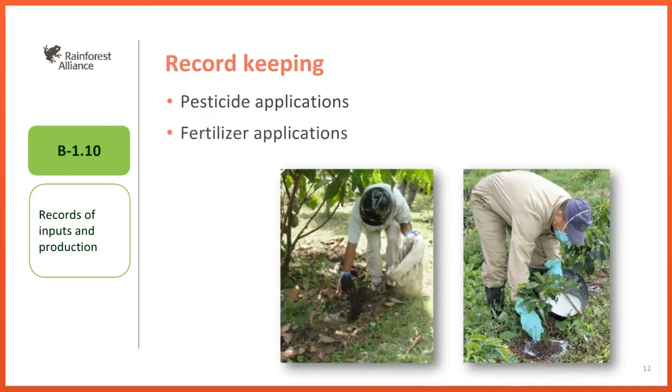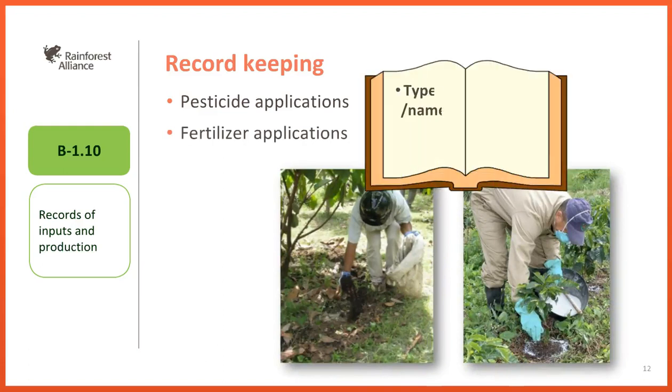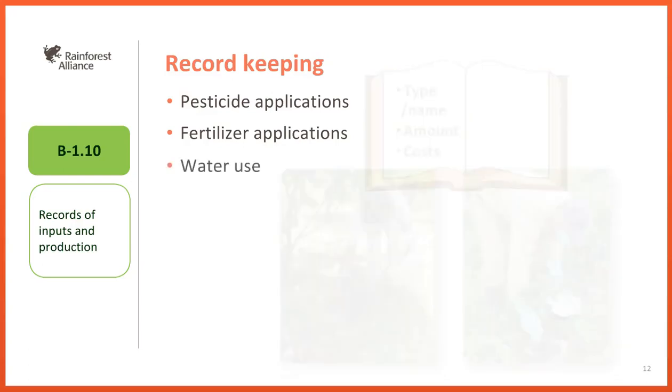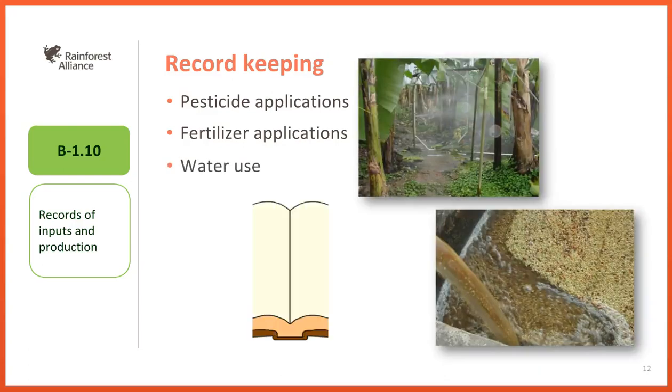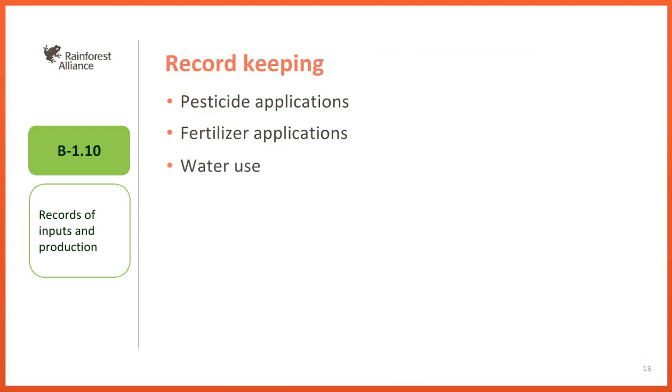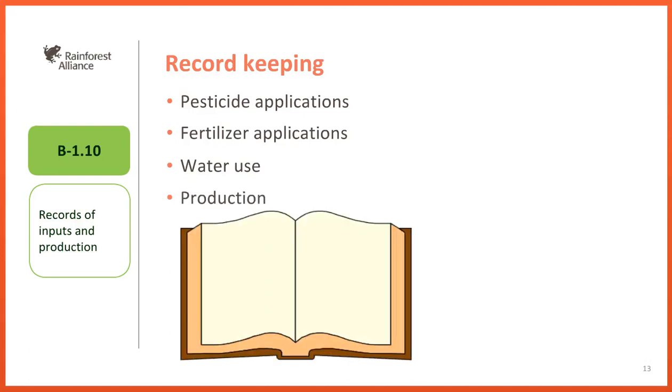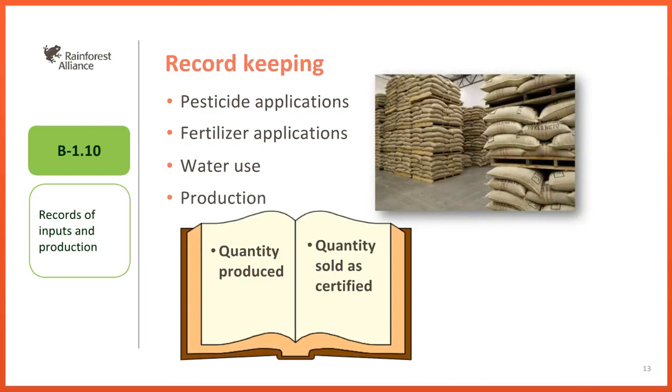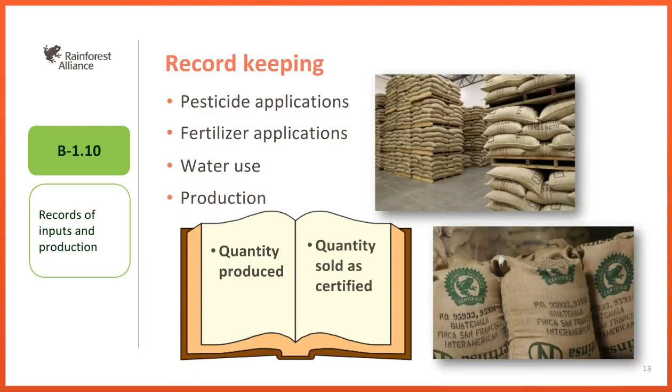When you apply fertilizers, you need to record the following items: type or name of the fertilizer, amount, and cost. When you use water for irrigation or for processing, you need to record the quantity of water used. Lastly, you need to keep records of your production. You need to record the total quantity of product and the quantity that is sold as certified.